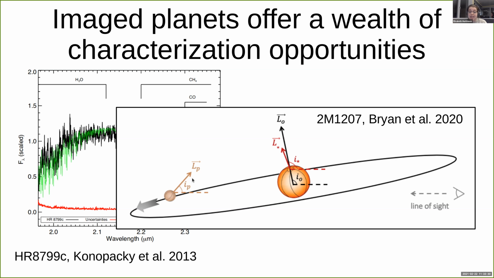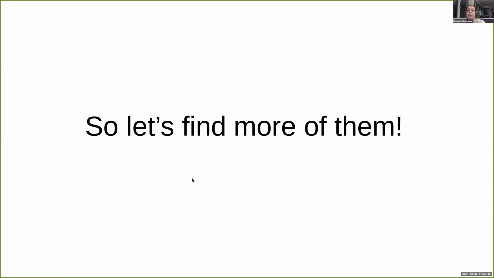But in both of these cases, there's such a small sample of planets that we really only have individual snapshots of these measurements rather than having an understanding of the population of planets and whether orbital misalignments are common or rare. So really what we need to do is find more of these directly imaged planets, and particularly more planets that are really well suited to some of this more detailed characterization work.